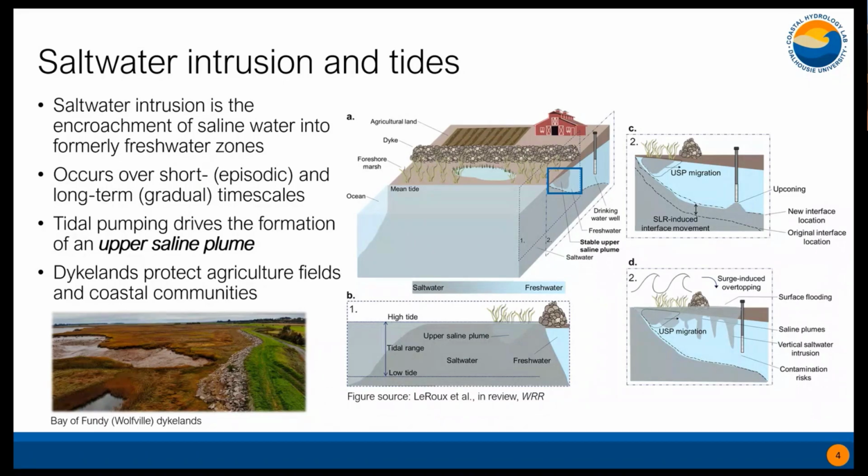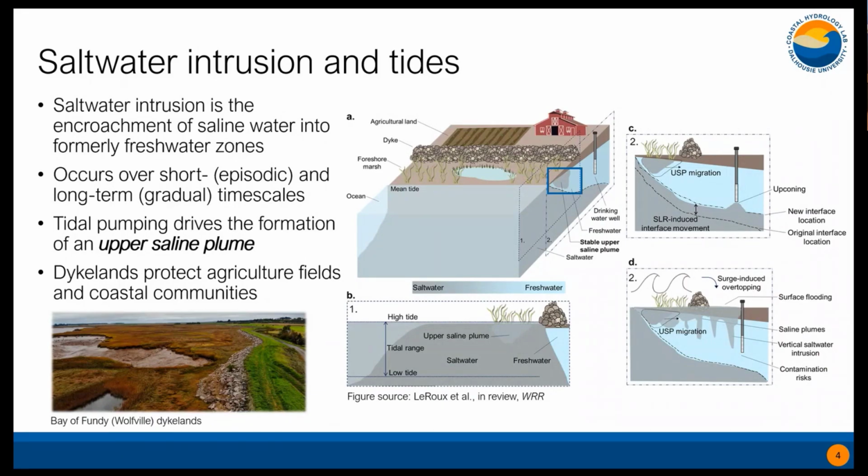This conceptual model here just shows a cross-section of a typical coastal aquifer where saltwater is in the gray color and freshwater is in light blue. Where these two meet in the subsurface often forms what's called a saltwater wedge here. And I've highlighted in this blue box what's called the upper saline plume. And this is primarily driven by tidal pumping and variable density. And the upper saline plume will be really important for the remainder of my talk, and I'll bring it up again in a few slides.